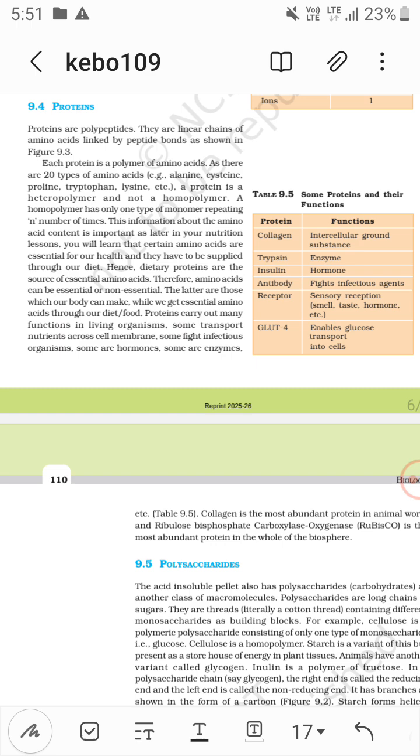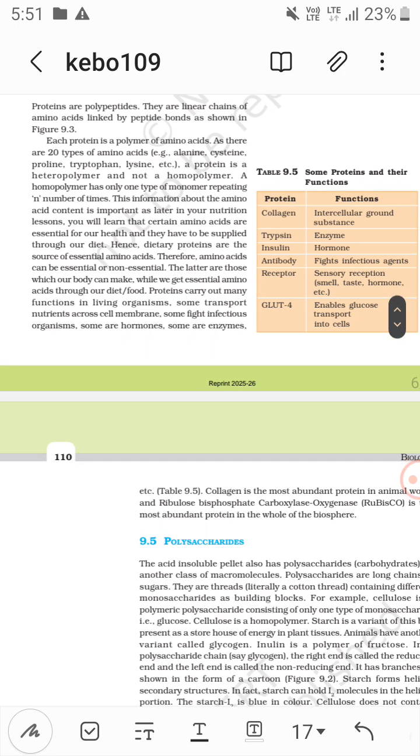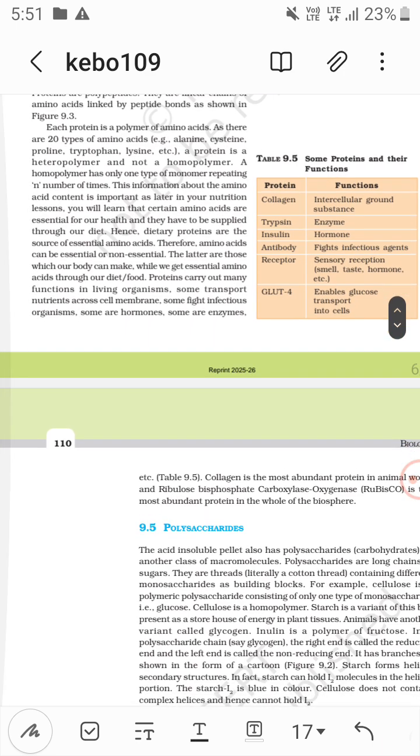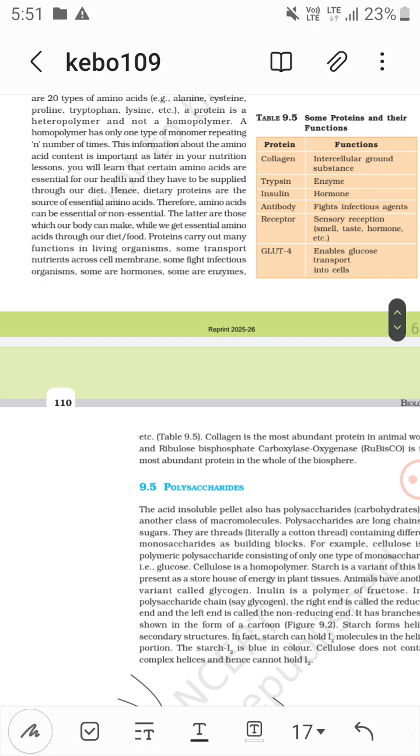They are amino acids linked by peptide bonds. These are proteins. They are linear chains. There are 20 types of amino acids: alanine, cysteine, proline. Proline is an amino acid. Now proteins are heteropolymers, right?